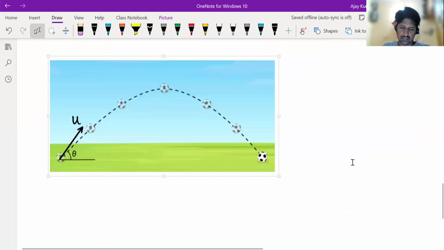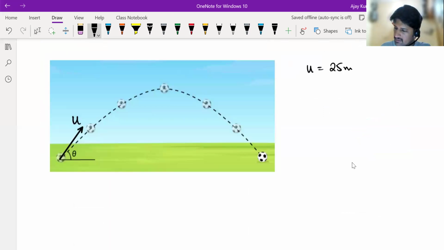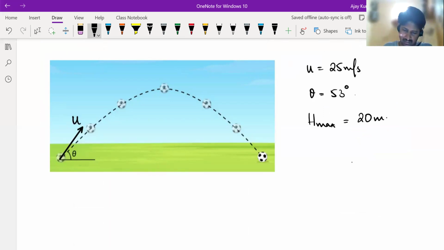So let us take this case itself. Initial velocity of 25 meters per second at an angle of projection 53 degrees above the horizontal. We already calculated h max in this case. We know the h max will be uy square by 2g. We got it as 20 meters, right? Now my question is, calculate its velocity.